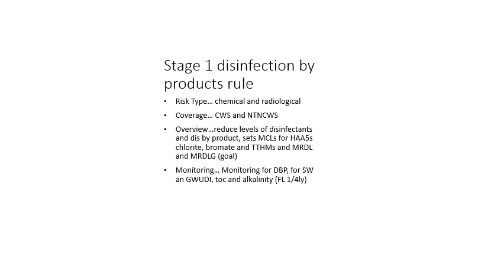Stage 1 disinfection byproducts rule. Risk types are chemical and radiological. Coverage: community water systems and non-transient non-community water systems. The overview is to reduce levels of disinfectants and disinfectant byproducts. It sets MCLs for HAA5s, chlorite, bromate, and TTHMs. It also sets a maximum residual disinfectant level and a maximum residual disinfectant level goal. The monitoring for disinfection byproducts, for surface water and groundwater under direct influence, is TOC and alkalinity. In Florida, this is done quarterly.